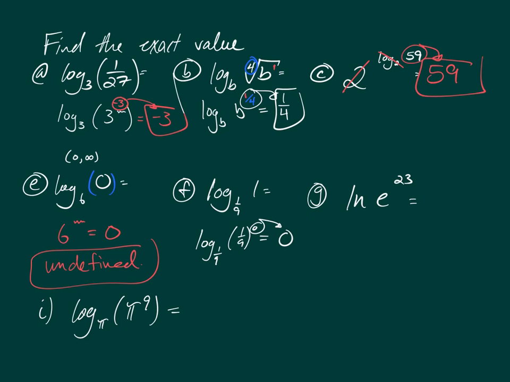For the next part G, it's noticing that the natural log is being used and that it has a base e. It's not written, but anytime you see ln, you can write that e down here. And since the base of the log and the base of the argument match up, we can just say that this simplifies down to the exponent, 23. And finally, in part I, it's the exact same thing. The base of the log matches the base of the exponent, so we can just say this is equal to that exponent.